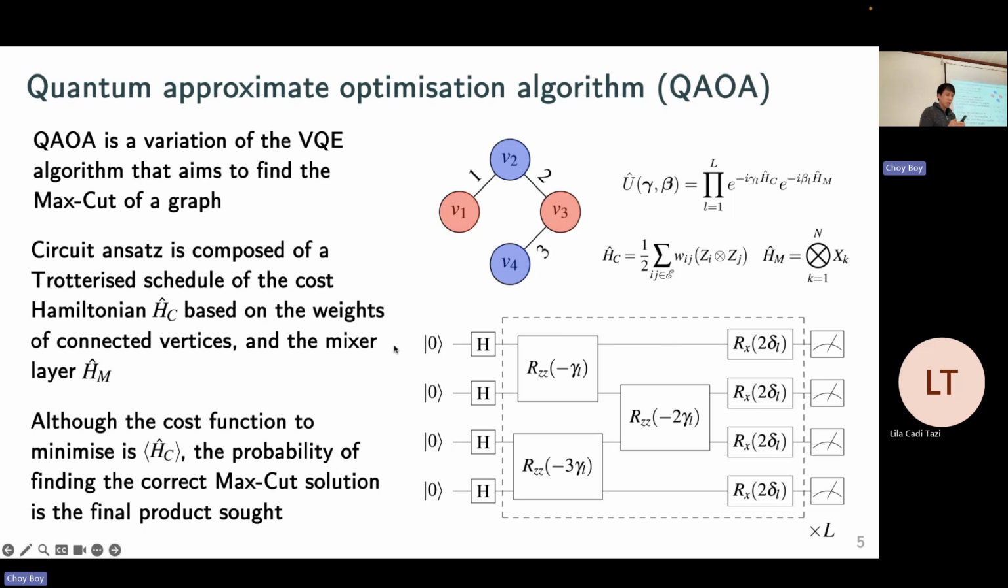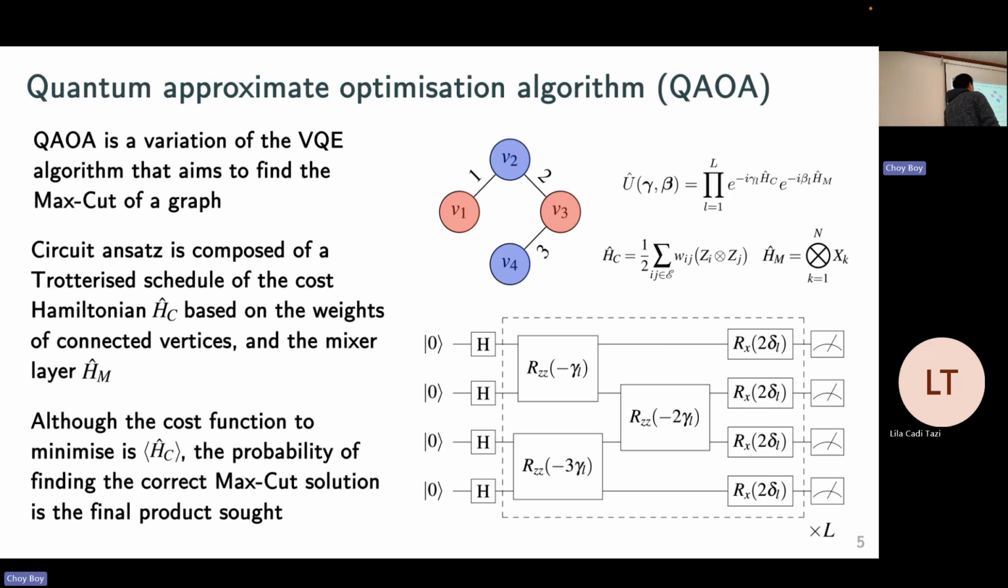Okay, so the first example that I will talk about is QAOA. It's a variation of the VQE that aims to find the max cut solution. Given this 4-qubit graph, for example, we can encode this problem using an Ising type model through the interactions between different vertices. For example, this has a vertex of 1, so we encode it as an RZZ gate with minus gamma. Gamma and delta are the parameters for this simulation.